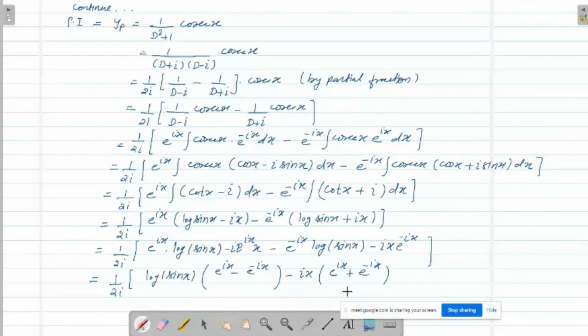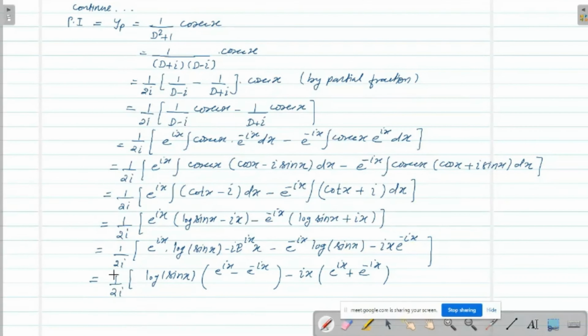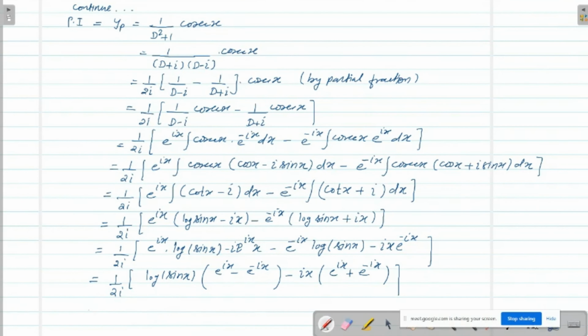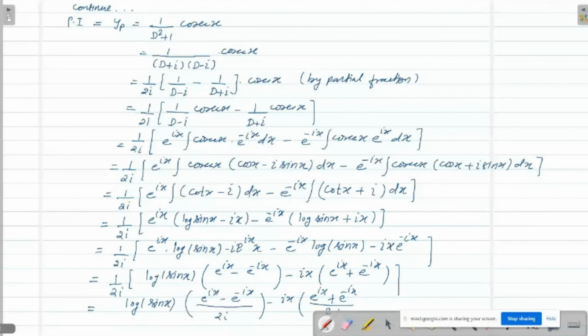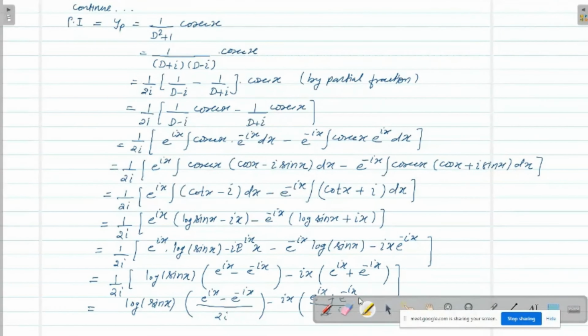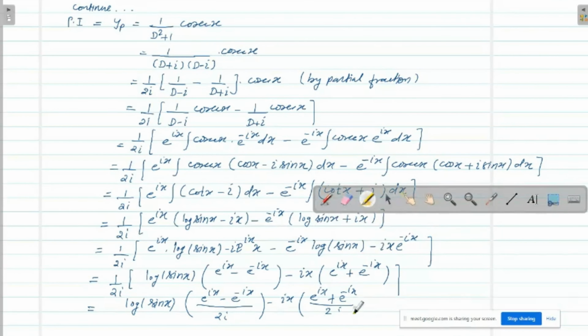Okay. Now what? If I multiply this thing inside, then what happens? Just multiply. So this becomes log sin x into e raised to ix minus e raised to minus ix divided by 2i. Okay. And minus ix into e raised to ix plus e raised to minus ix divided by what? 2i. Okay. Divide by 2i. Got it?